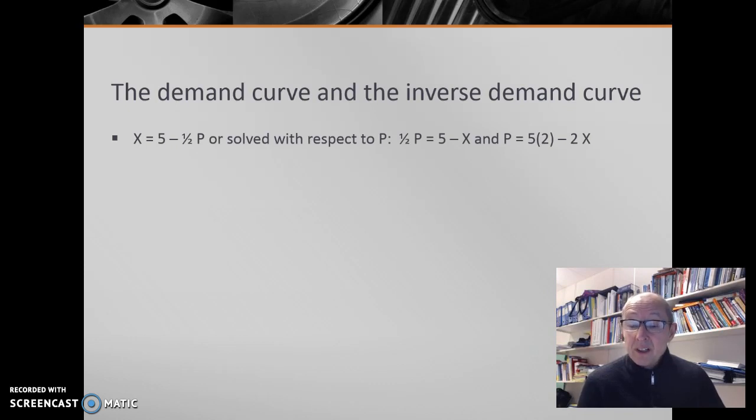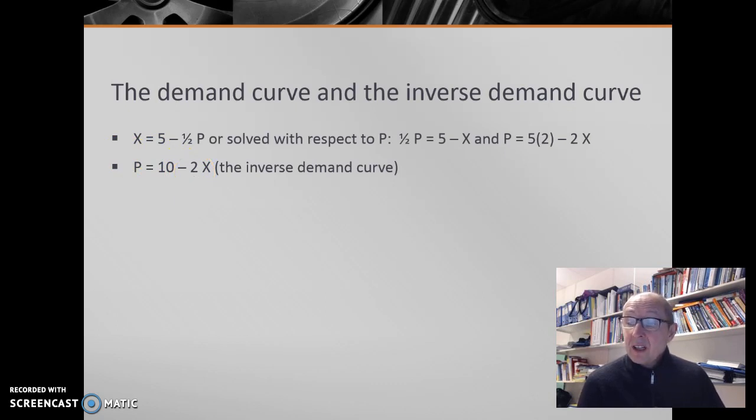Because we use a figure with P on the vertical axis, we also turn it around and call it the inverse demand curve. Then we get this, the inverse. This is the same as the original demand curve. The only difference is the order. If we want to draw the whole demand curve, we can put X equal to 0 into the equation. Then P will be 10, as you see here.